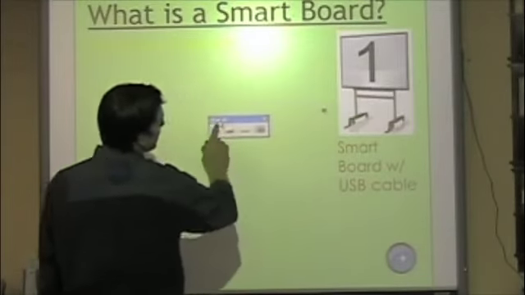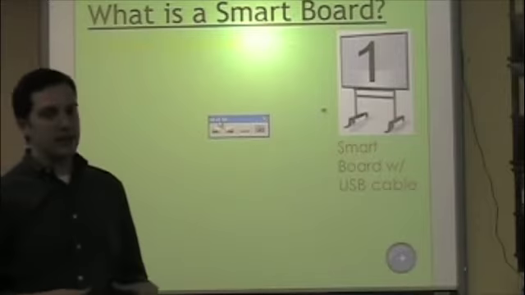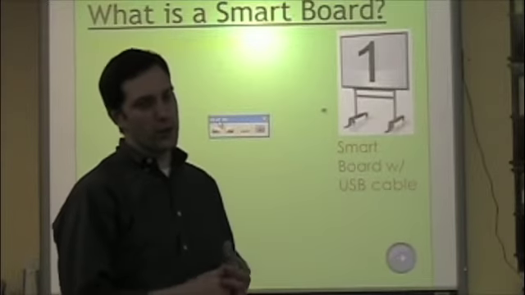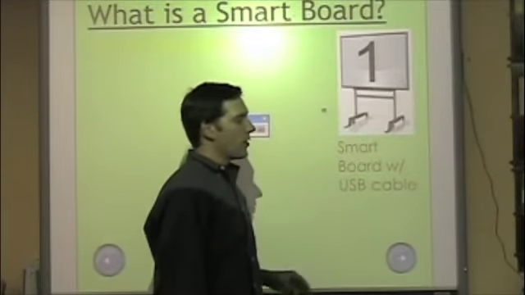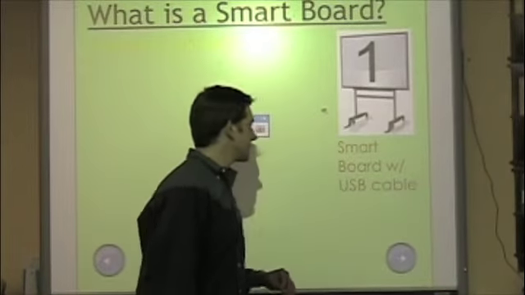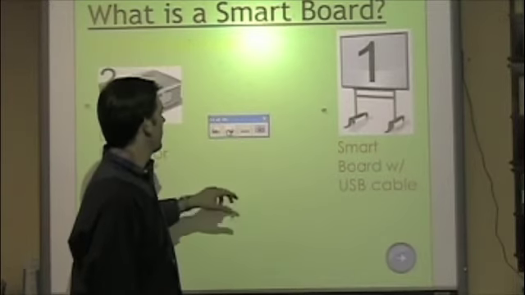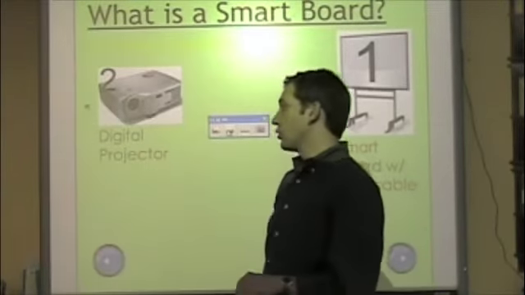Okay, now I'd just like to explain what you need to get your smartboard to work and what equipment needs to go along with it. Number one, the first thing you need is a smartboard with a USB cable. The second thing you need is a digital projector.